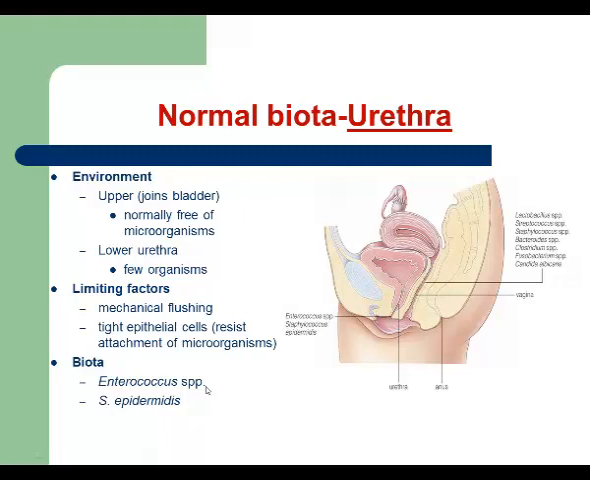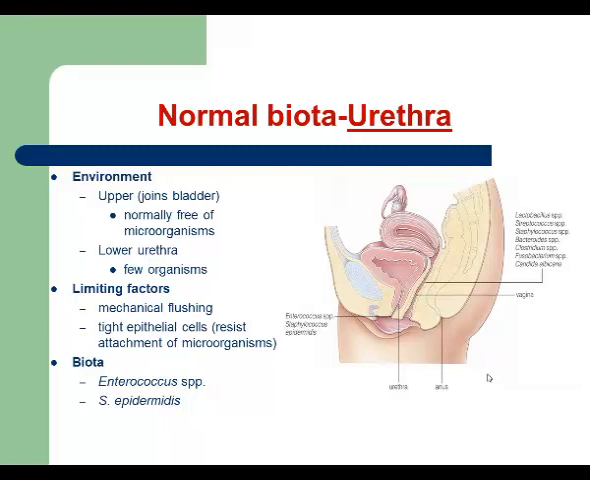And the last area of normal biota will be the urethra. Please remember, the urinary tract is essentially sterile, and the only area where normal biota can be found in the urinary tract is the lowest one-third of the urethra. So what are the limiting factors of this area for bacterial growth? Mechanical flushing of the urine. When urine moves through the urinary tract, it mechanically removes microorganisms from the surfaces of the mucous membranes.